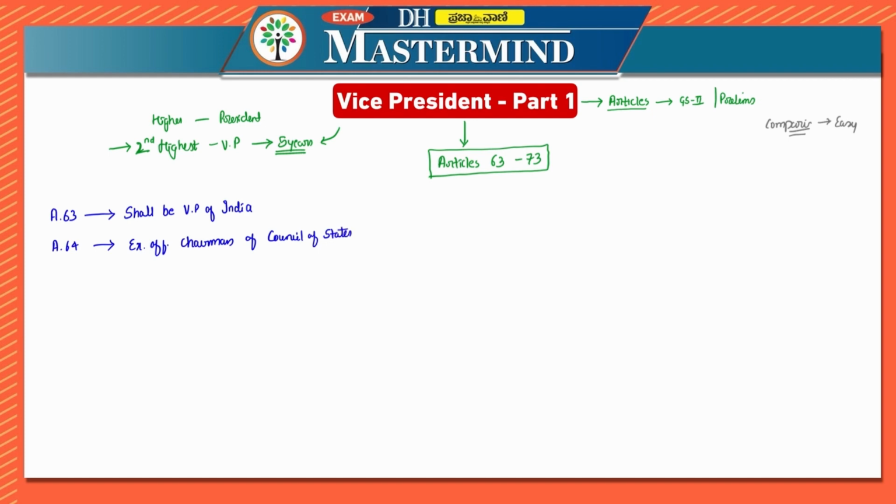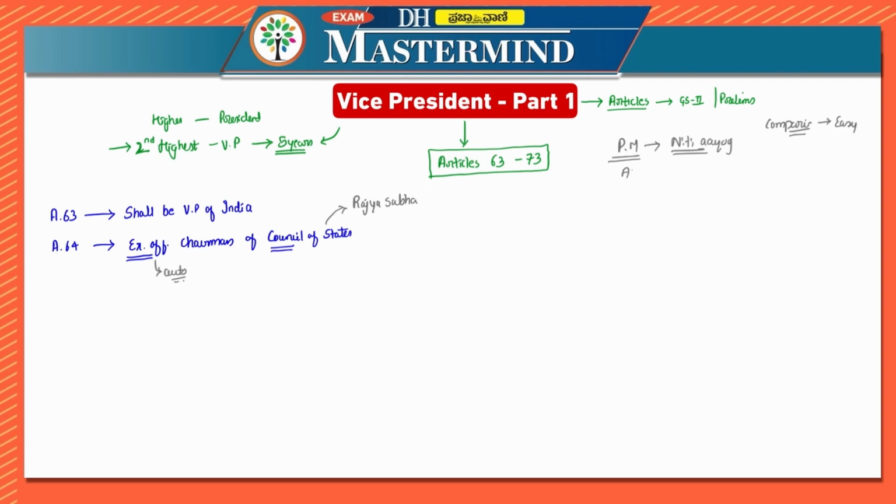Now, there are two terms over here. First one is ex officio. Second one is Council of States. What is Council of States? We know that Council of States means Rajya Sabha. Ex officio means automatically. You can remember that as auto. For example, Prime Minister is ex officio chairman of Niti Aayog.